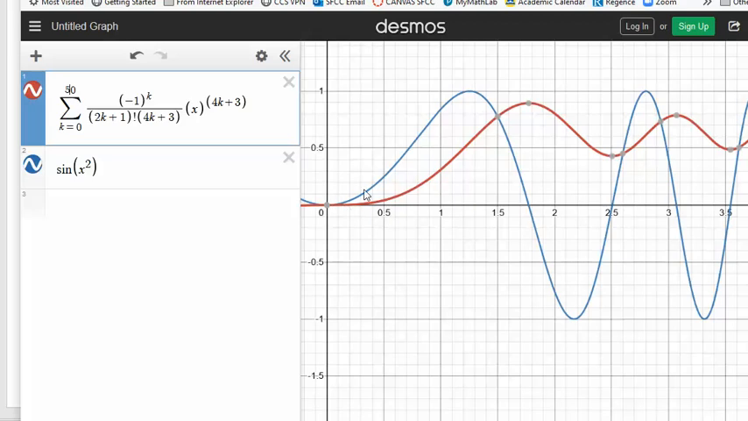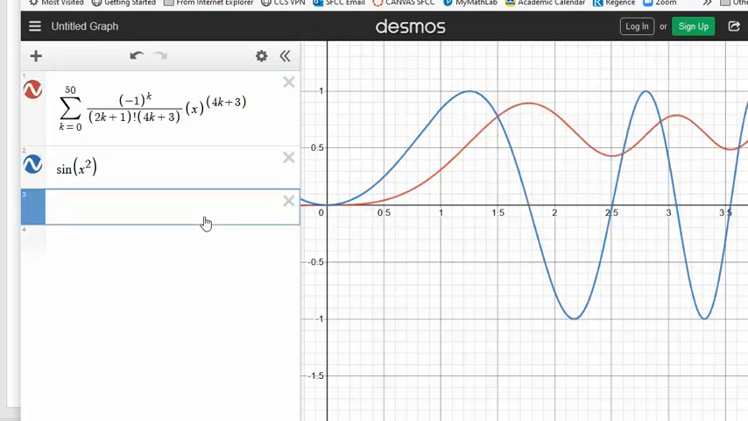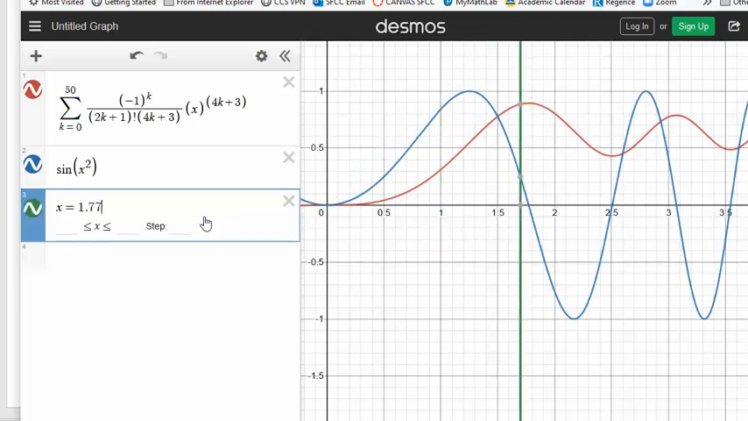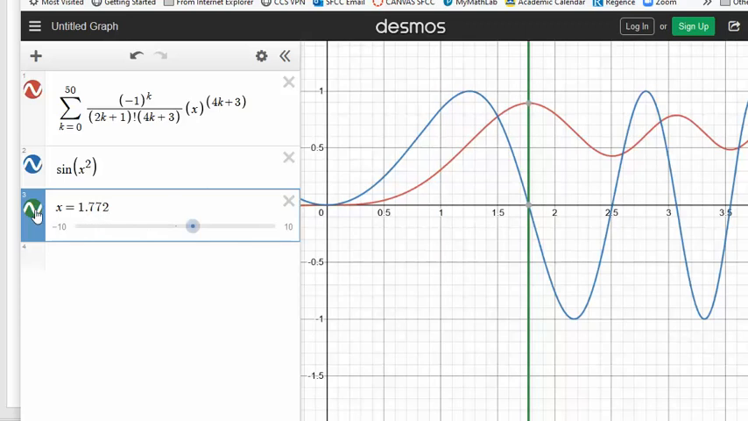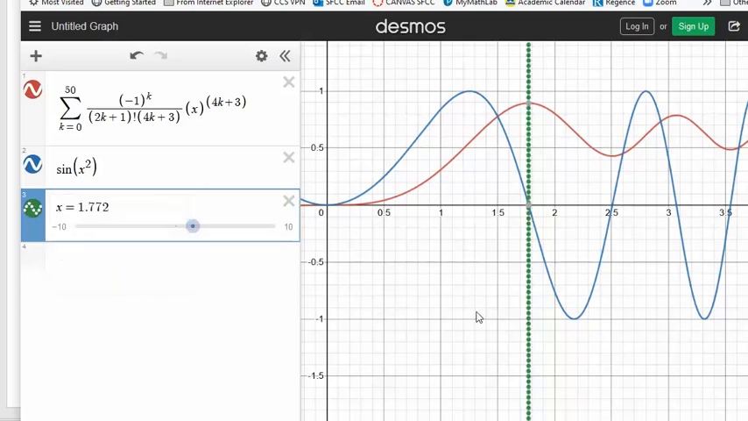So let's look at this blue graph right here. That's our sine of x squared. That's increasing. This is all positive area until we get to this point right here, x equals 1.772. Let's make that a dotted line.